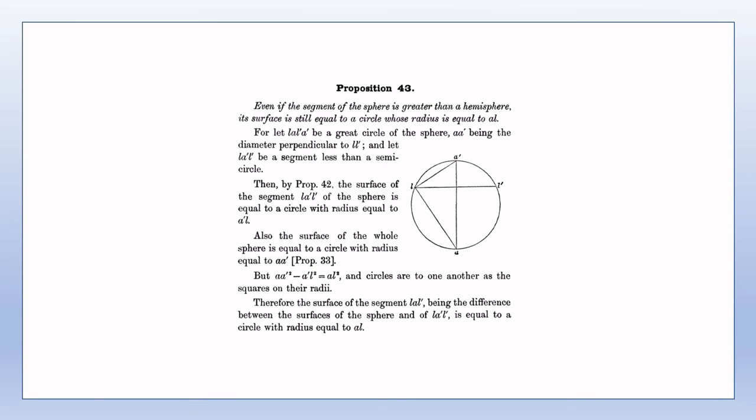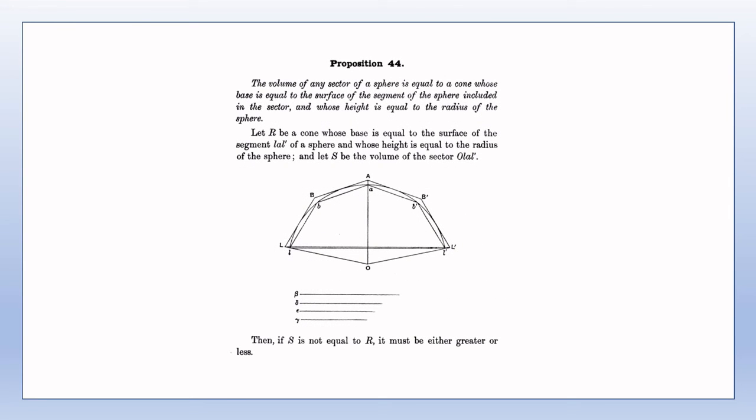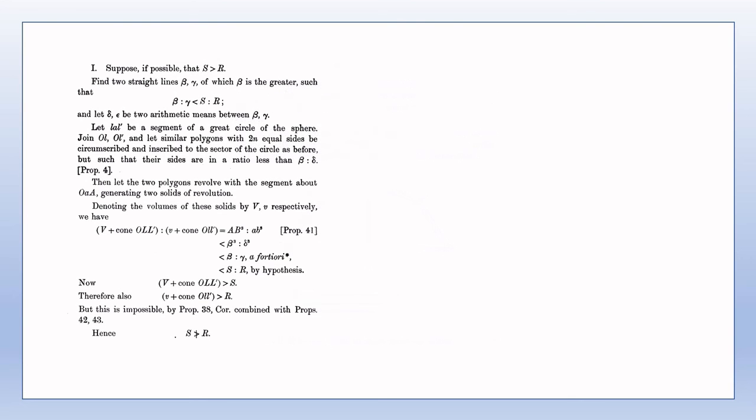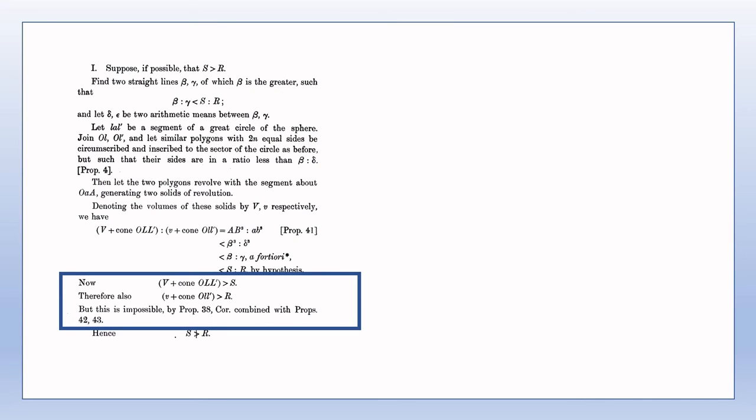Propositions 42 and 43 are straightforward and don't require any further explanation. The result of Proposition 44 can be compared to the result of Proposition 34, and many of the techniques used in the demonstration of the current proposition are very similar to the techniques used in the demonstration of Proposition 34 as well. For Part 1, we know by Proposition 39 that V plus the cone on OLL' is greater than S.